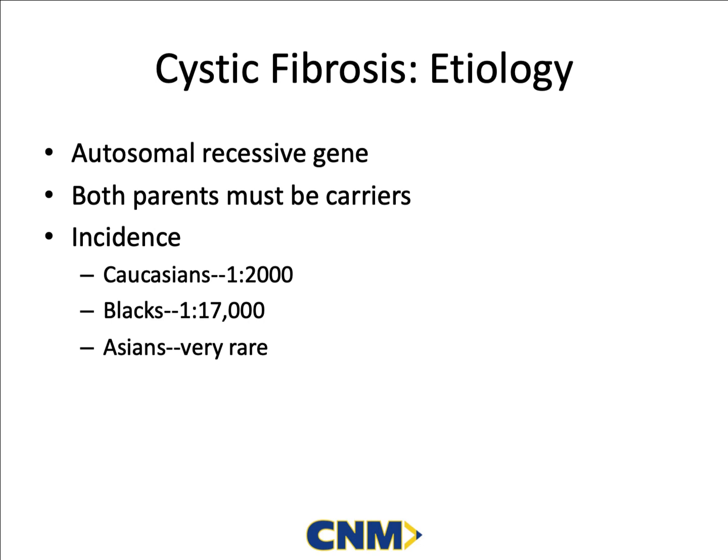So this is an autosomal recessive gene, and remember that's basically a trait or disorder, or unfortunately sometimes a disease, that can be passed down through families. The weird thing with cystic fibrosis is that both parents have to be carriers in order for somebody to have cystic fibrosis. It's more common in Caucasians, about 1 in every 2,000. Our African American friends, about 1 in 17,000. And in Asians, it's extremely rare. So it's mostly found in our white friends and our black friends as well when we're dealing with patients with cystic fibrosis.